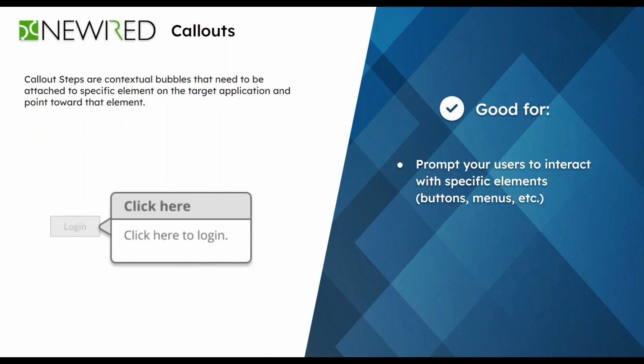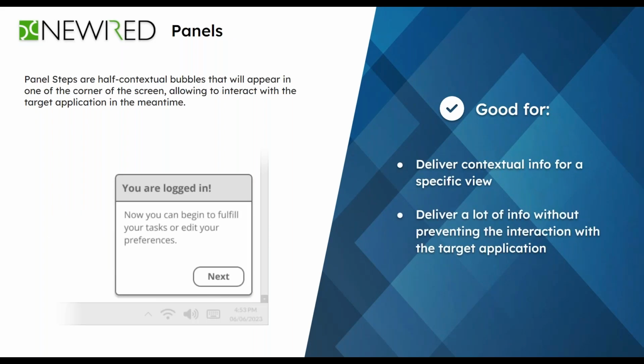The third kind of step that can make a journey then is the panel. So they will appear on the corner of your screen. You can consider them as half contextual. So that means that they will not point to a specific element on your web application. They just will appear in the corner, but they will not prevent the interaction with your web application. So your users will be still able to click buttons, write things, and interact normally with your web application, while the panel will explain something to them in the corner of the screen.